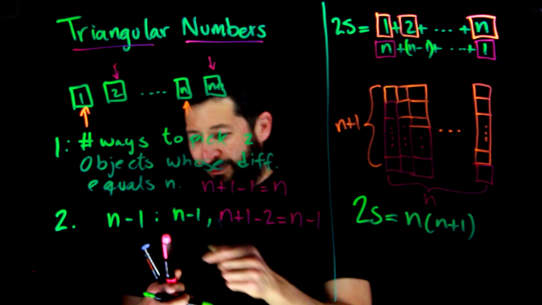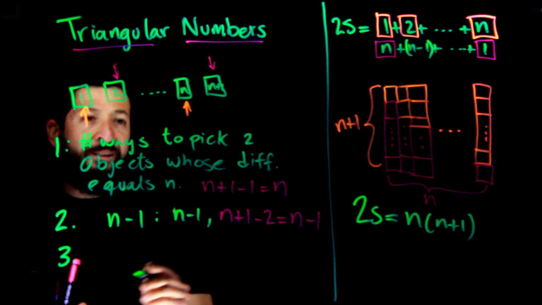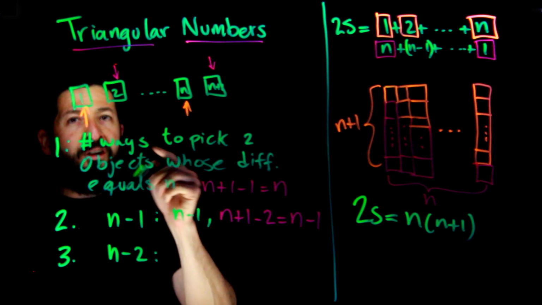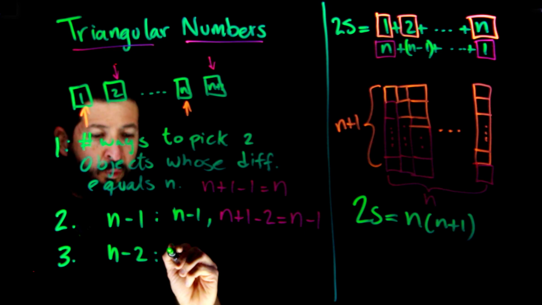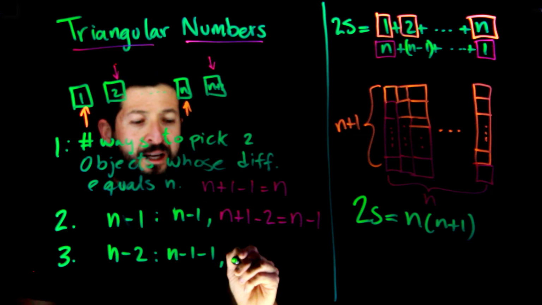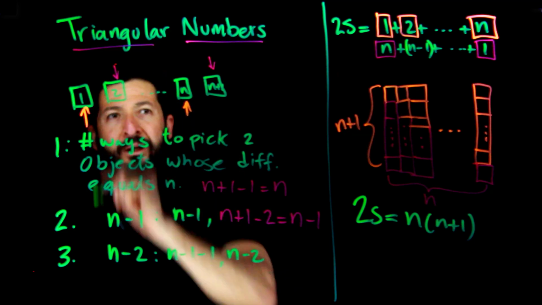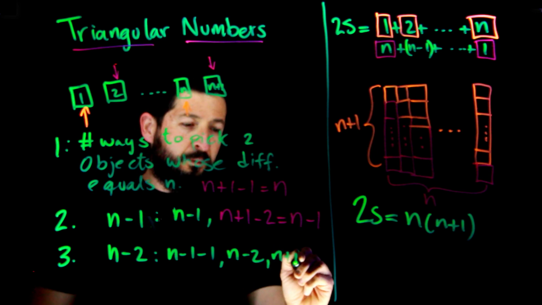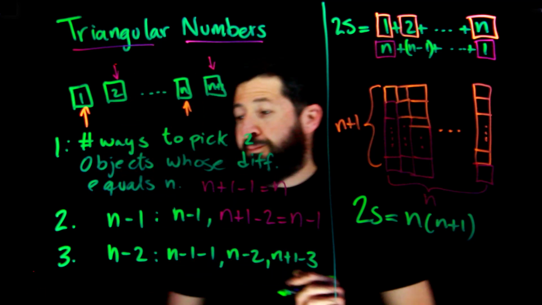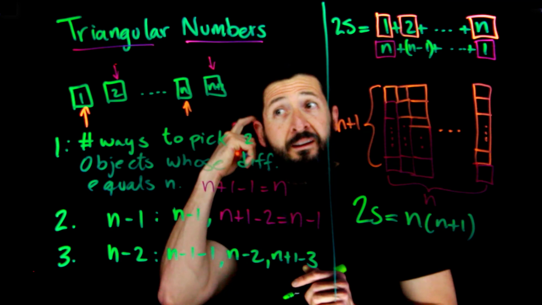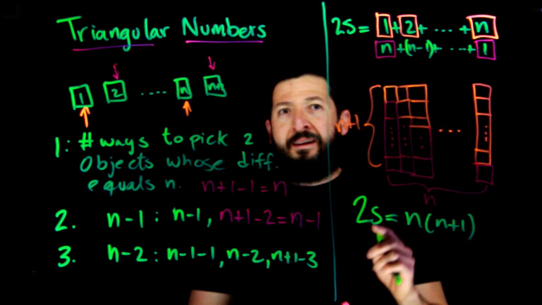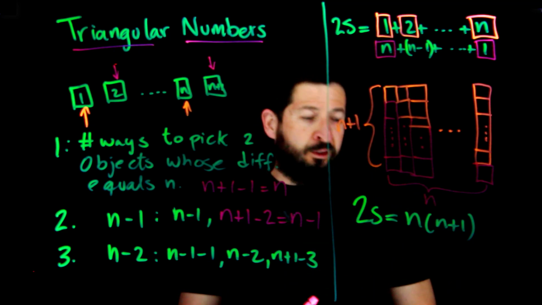You can imagine what's going to be the next one, 3. Number of ways in which I can pick 2 objects whose difference is going to be n minus 2. And my combinations are going to be 1 and n minus 1, so n minus 1 minus 1, then you're going to have n minus 2 directly there, and then n plus 1 minus 3. So I get 3 different ways of doing it. And if you continue like that, the smallest difference you can get is going to be a difference of 1, because you're going to choose 2 different objects.